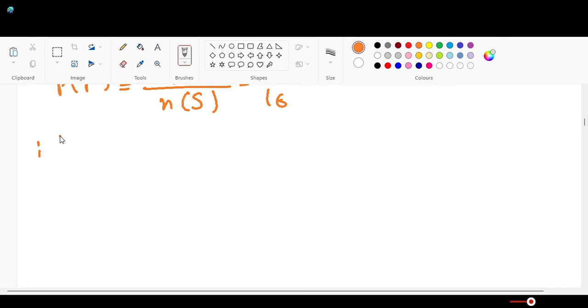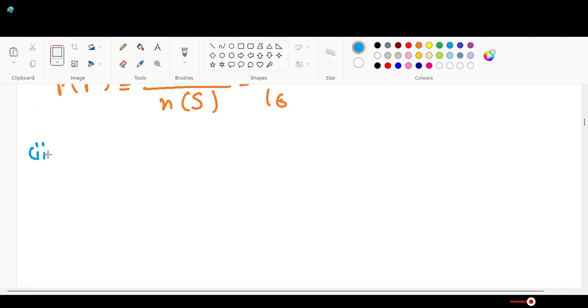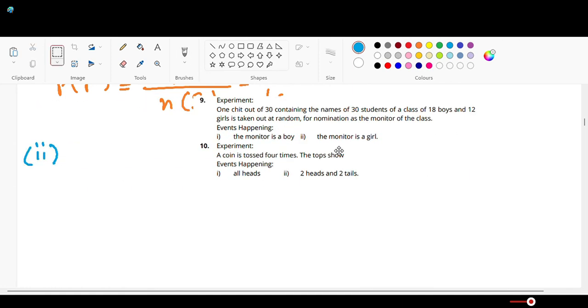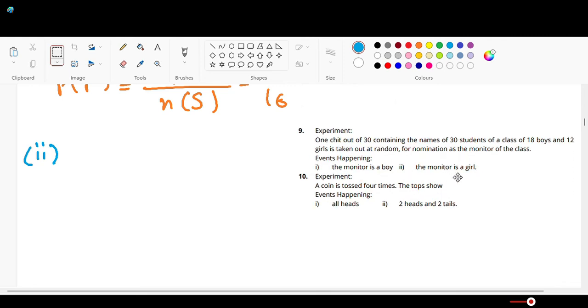what did I do? Let me choose a good color. I don't know any good colors actually. I don't know, they're all the same. Yeah, I'm just going to choose this. So event number 2, what is the possibility? Oh, what did I do? Okay, there we go.